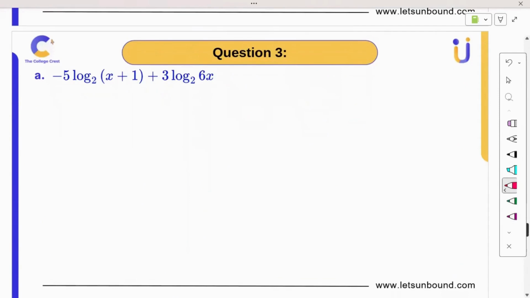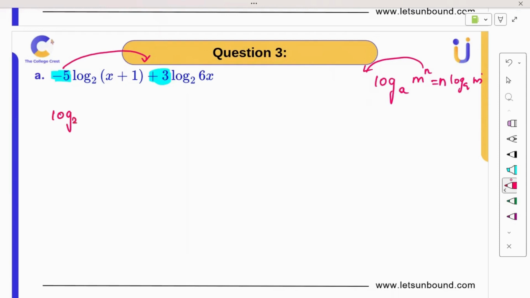Minus 5 log x plus 1 plus 3 log 6x. So first of all, when you're simplifying, make sure before your log there is no number, sign, negative or anything. So we will be focusing on this. What rule? We have the rule: log with any base of m power n means you can write n log m. So now if I have n, I can take it to the power of the input. So log base 2 of x plus 1 whole power negative 5, then plus log base 2 of 6x is your input, so whole power, this 3 will go to the power. This is the first step.